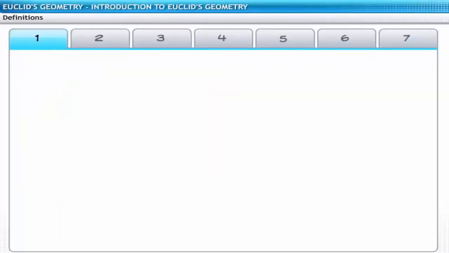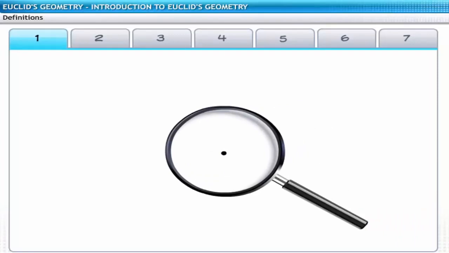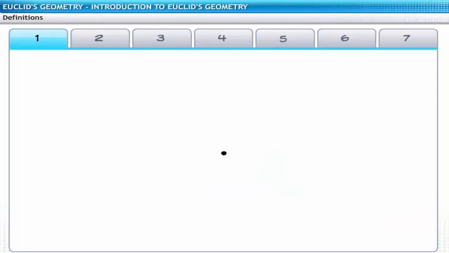Euclid began his treatise by defining the concept of a point. Look at this point. Can we see this point on the screen? Actually not. Let's magnify it so that we will be able to see the point. Oh yes, now we can see the point.